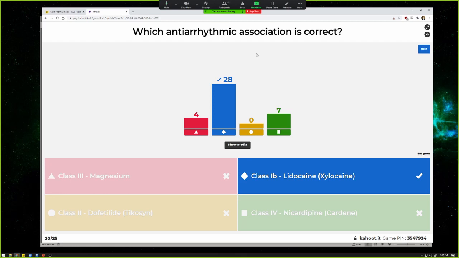Dofetilide, again, is a potassium efflux pump inhibitor, right? So it's blocking those potassium channels from effluxing potassium. You are prolonging the repolarization period. That's a class 3, right? Class 2 are your beta blockers. Now, class 4, this one's a little bit tricky because I said class 4 is calcium channel blockers, but not all of them, remember? It's just the non-dihydropyridines. So nicardipine is a dihydropyridine and would not count as one of your class 4 antiarrhythmics. You would not use that for an arrhythmia. Okay.